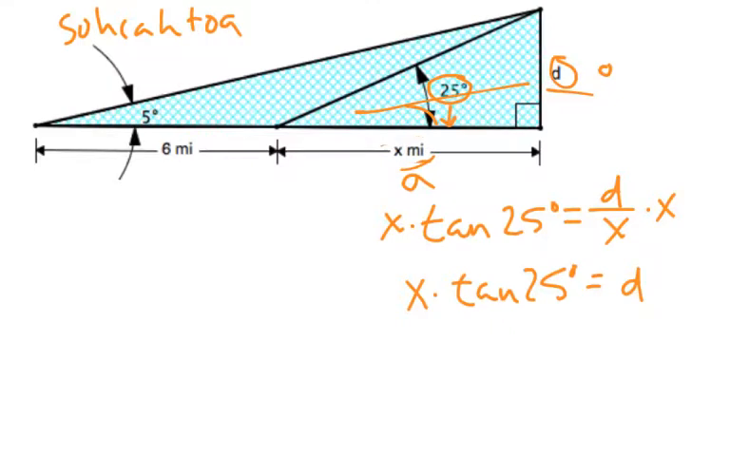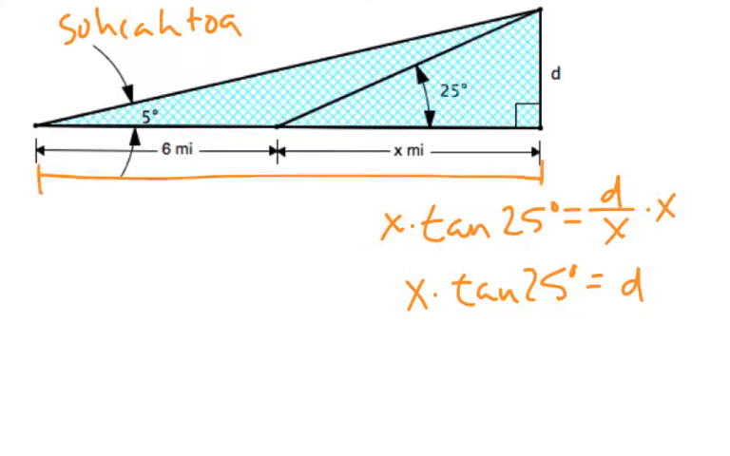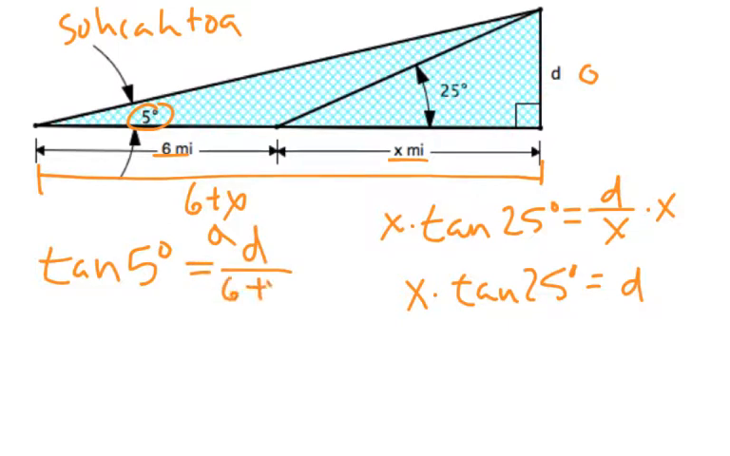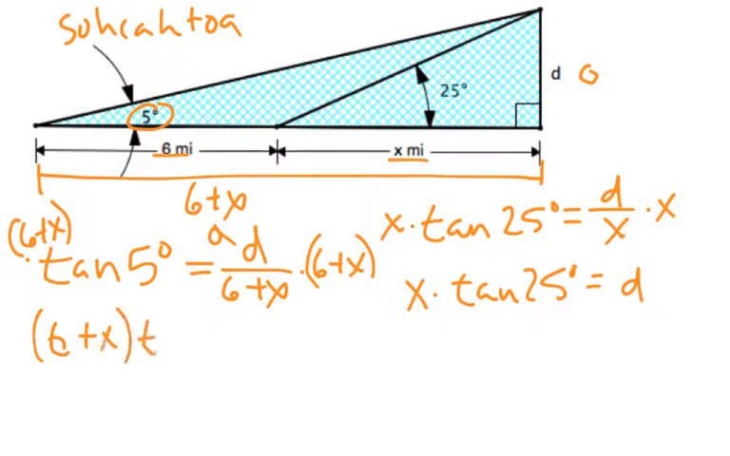Okay. Now let's think about the bigger triangle, the bigger right triangle. So this length down here is 6 plus X. It's also the adjacent side, and D would be the opposite again of 5 degrees. So I know that the tangent of 5 degrees is equal to the opposite D over the adjacent 6 plus X. Now to get D by itself, I can multiply by 6 plus X, even though I don't know what X is. So I get 6 plus X times the tangent of 5 degrees equals D.